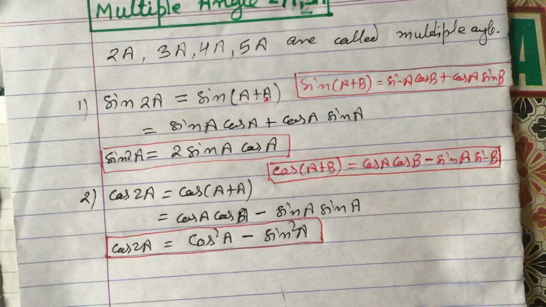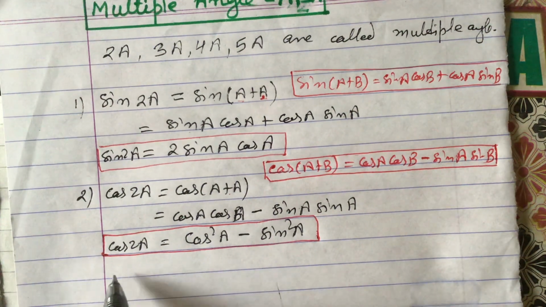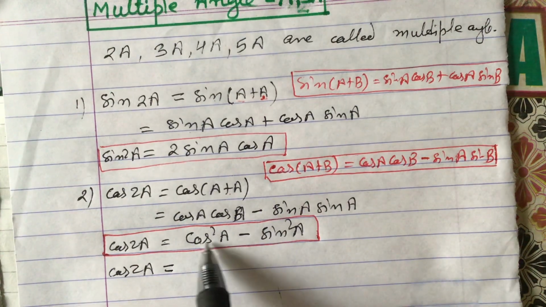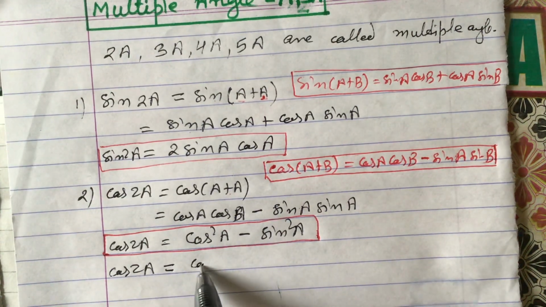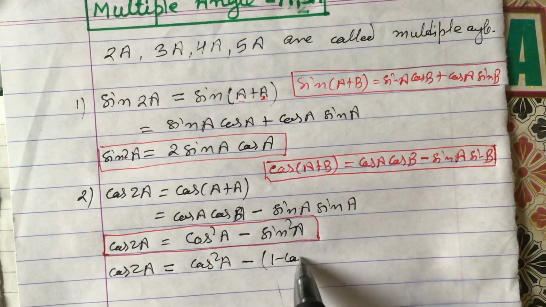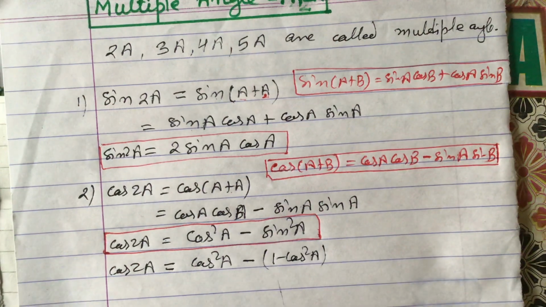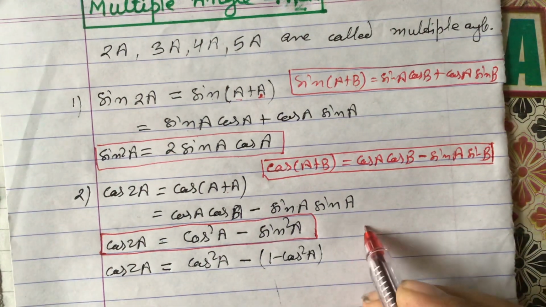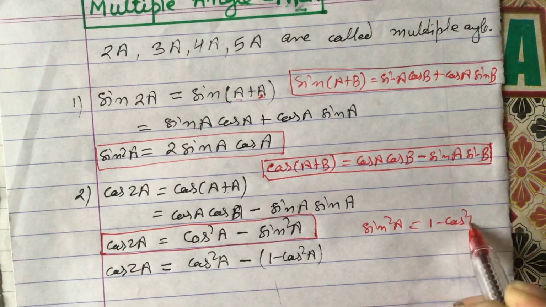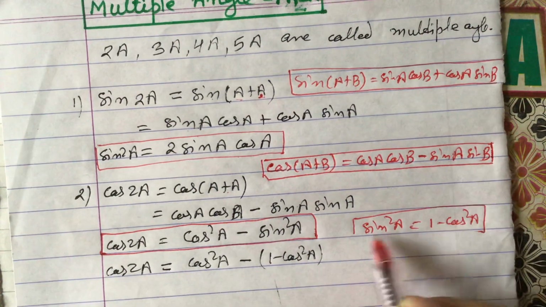But listen, sometimes we need to change the formula of cos 2A in terms of cos only and sometimes in terms of sine only. So, if so, then we can transpose like this here again. Cos 2A as it is we can write. Then cos square A as it is, minus sine square A, which means 1 minus cos square A. This formula you have also learned in class 8. See, sine square A is equal to 1 minus cos square A. This formula you have already learned in junior class.